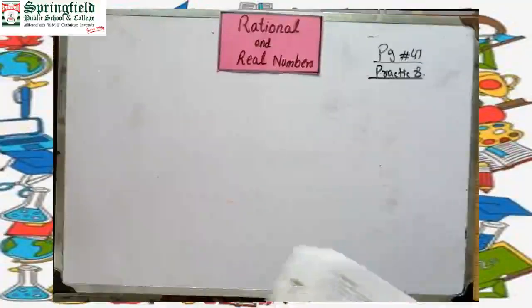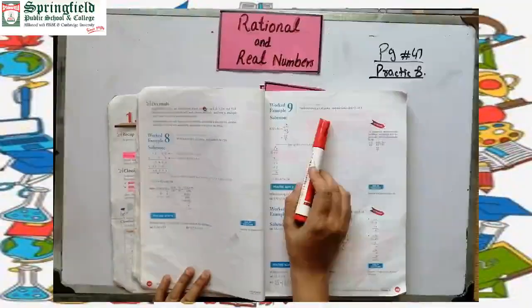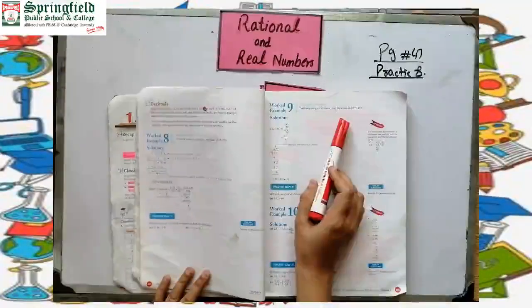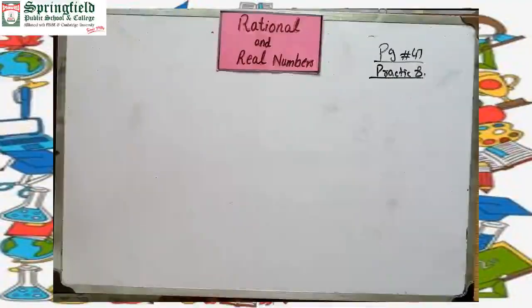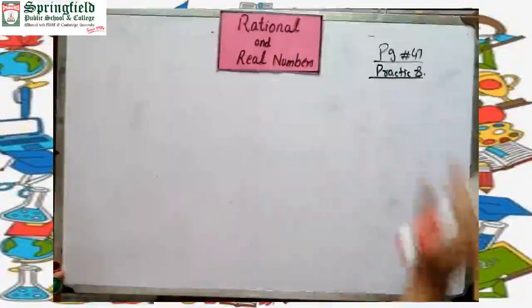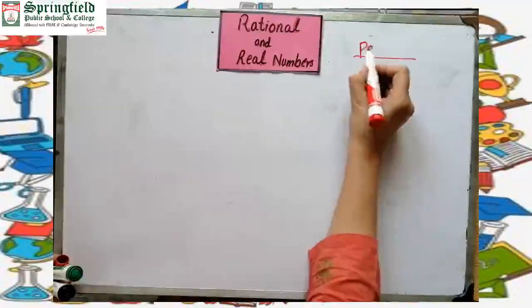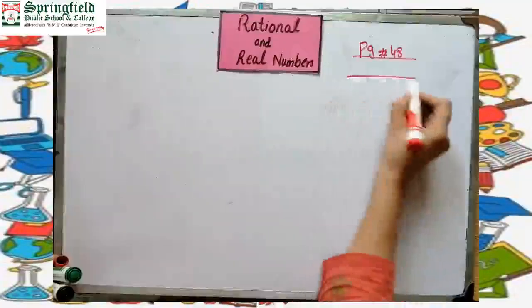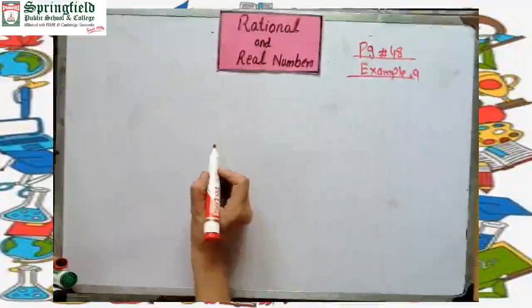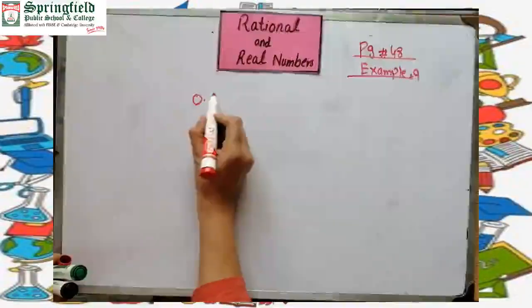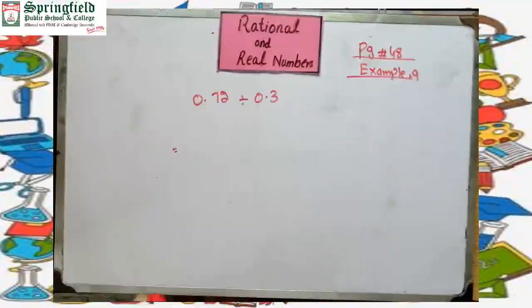Come on to the next page, page 48. On page 48, they are saying that without using a calculator, find the value of these two numbers. Again there are two decimal numbers and they are divided. Example 9, page number 48. The numbers are 0.72 divided by 0.3. Again beta, they are dividing.